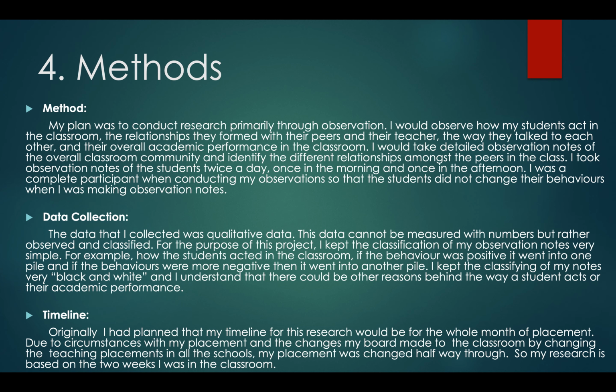So we move on to my methods part. My plan was to conduct research primarily through observation. I observed how my students acted in the classroom, the relationships they formed with their peers and with their teacher, the way they talked to each other, and their overall academic performance within the classroom. So I took detailed observation notes of the overall classroom community and identified different relationships amongst the peers in the class.